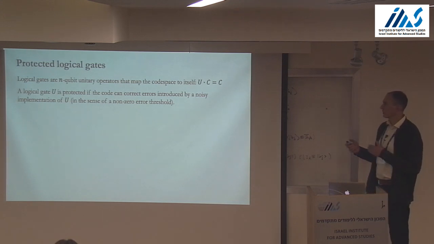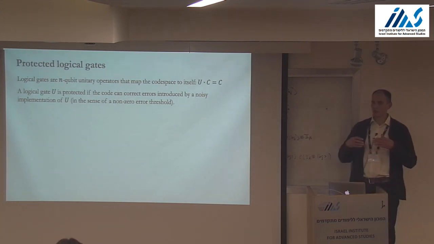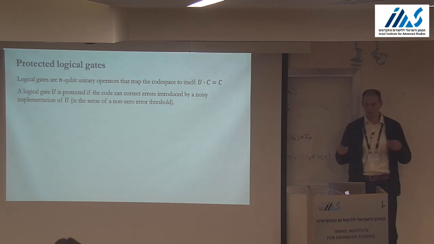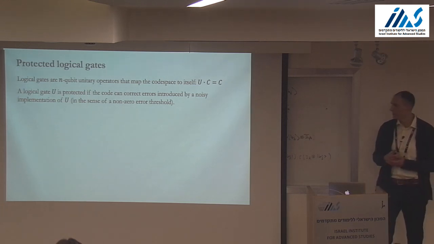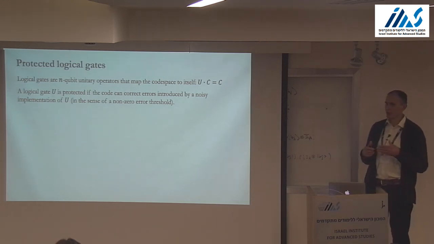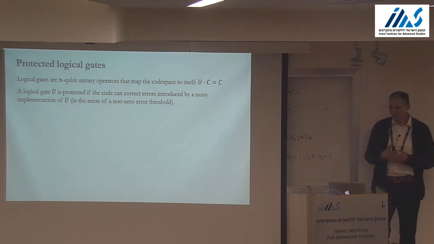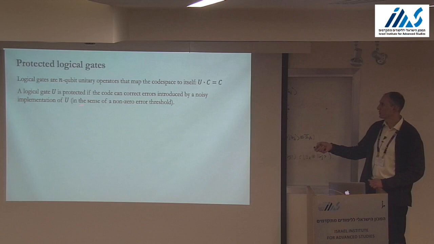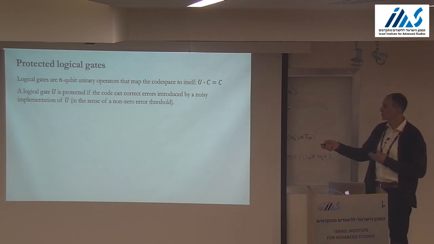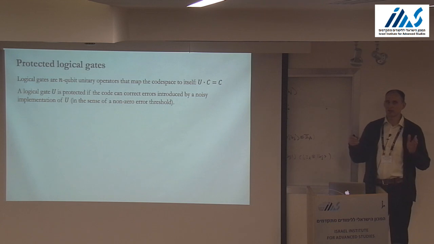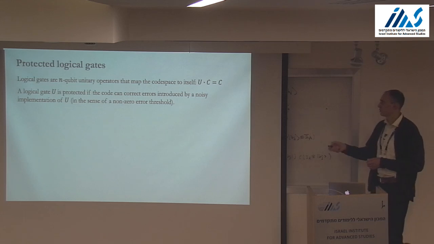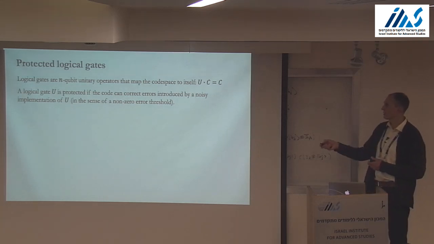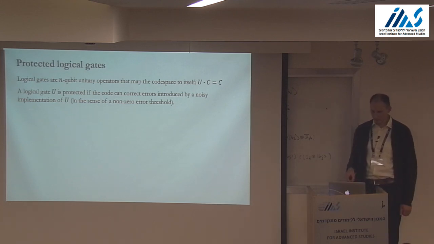And in practice, such a logical gate must be implemented by a quantum circuit that consists of elementary gates like CNOT, Hadamard, and maybe a phase gate. And these elementary gates will be noisy. And somehow we should guarantee that our code can correct errors introduced by the noisy implementation of this circuit. So we say that a logical gate is protected if such errors can be corrected.